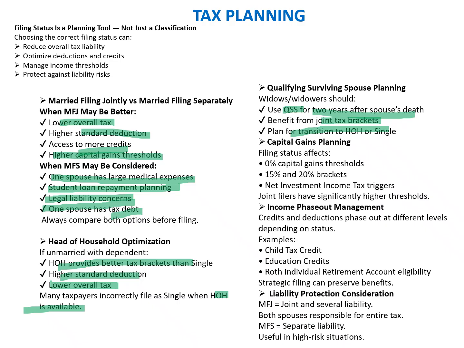Capital gain planning: filing status affects the 0% capital gain threshold, the 15 to 20% bracket, and the net investment income tax trigger. So all these are factors which are considered while deciding the final status.